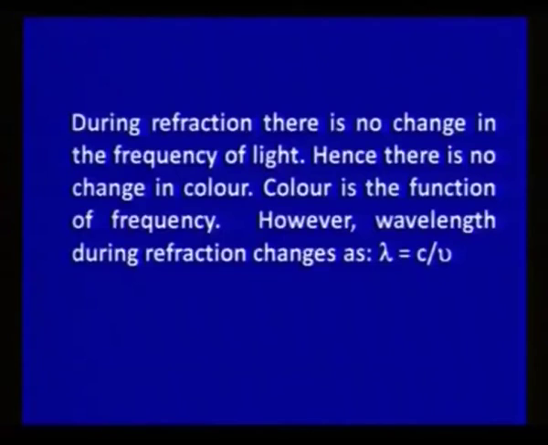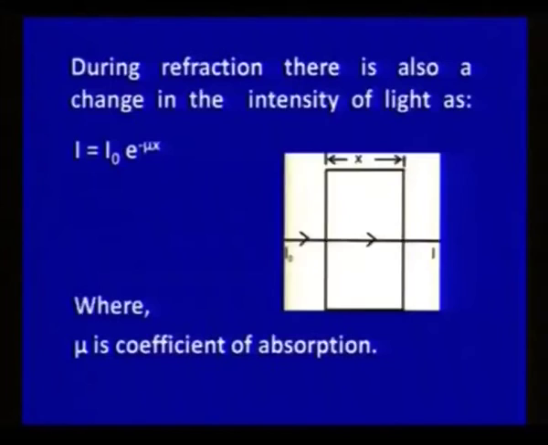And here, as you asked about the intensity. During refraction there is no change in the frequency of light, but there is a change in the speed of light and a change in wavelength, which is given as the ratio of the speed of light and frequency. But regarding intensity, during refraction there is also a change, and this change is given as I is equal to I naught exponential minus mu x, where mu is the coefficient of absorption and x is the length of the medium. So this is how the intensity changes during refraction.